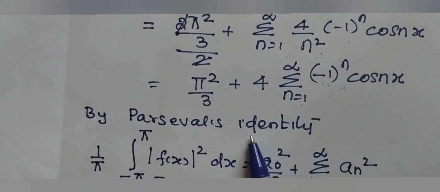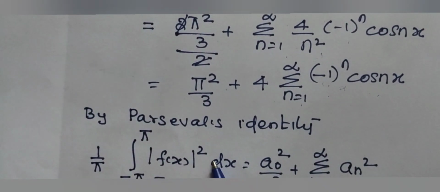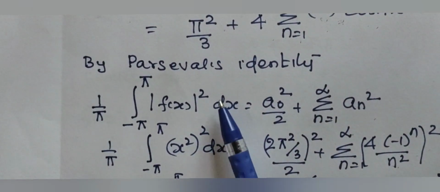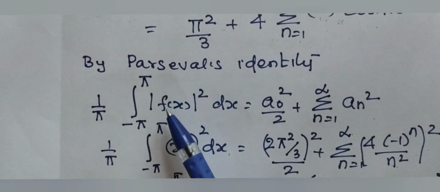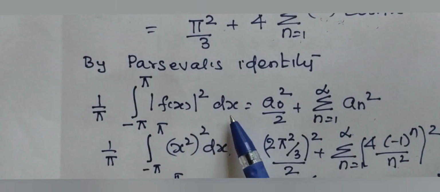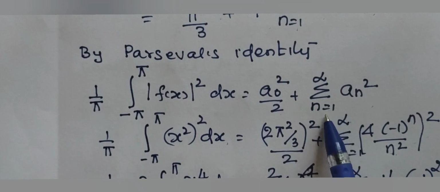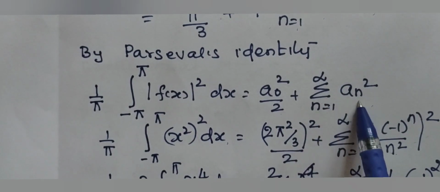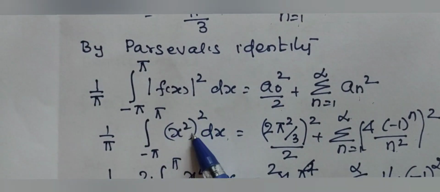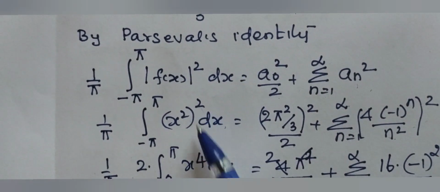So by Parseval's identity, this is our formula. So we can apply Parseval's identity. That is 1 by pi integral minus pi to pi mod f of x whole square dx is equal to a naught square by 2 plus summation n is equal to 1 to infinity a n square. Now what is f of x? That is x square, the whole square. That is x raised to 4.